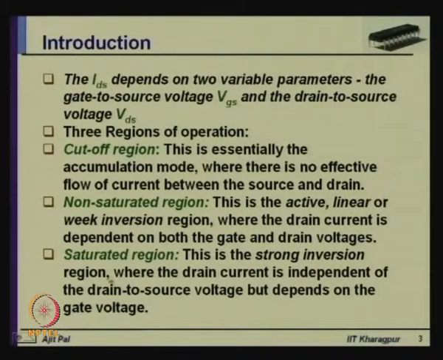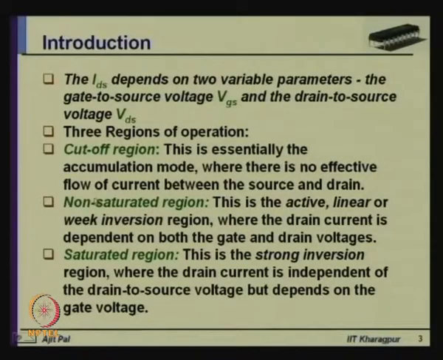Then the third region is the saturation region, the so called strong inversion region, where the drain current is dependent on the drain to source voltage, but does not depend on the, here there is a mistake, does not depend on the gate voltage. Sorry, it is independent of the drain to source voltage, but depends on the gate voltage. That means, in the saturation region, the drain current solely depends on the gate voltage. It does not change as you change the drain voltage, as we shall see. So, these are the three different regions.